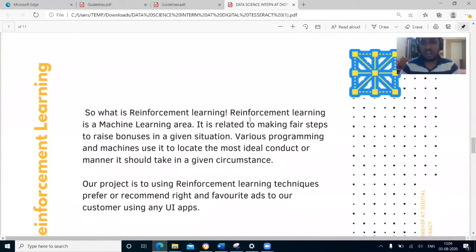As I said, I stuck to my main project for nearly 3 weeks of my 8-week internship: reinforcement learning. So what is reinforcement learning, guys? I'll be explaining it in a layman's manner. I won't go very deep, just a very brief overview. So what is reinforcement learning?